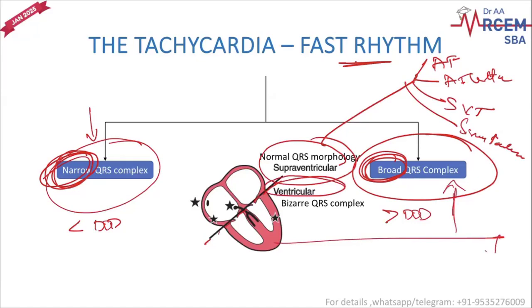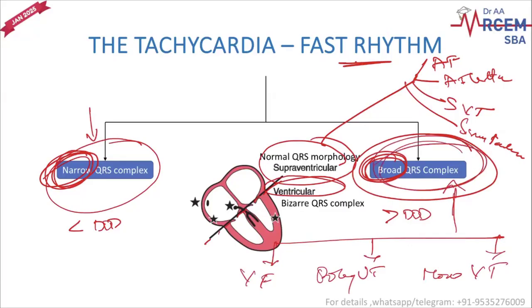If it is a broad QRS complex, then again we are thinking whether it is a monomorphic ventricular tachycardia, a polymorphic ventricular tachycardia, or ventricular fibrillation. That is very important to us. For that particular reason, we always look at the QRS complex. So always look for the QRS complex, whether it is broad or narrow. There are exceptions which we'll be seeing in coming slides.